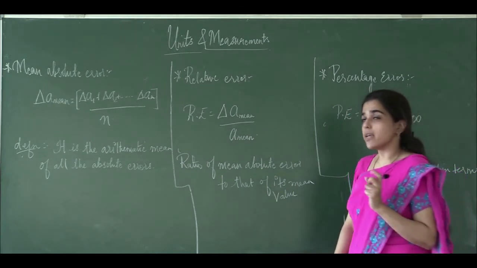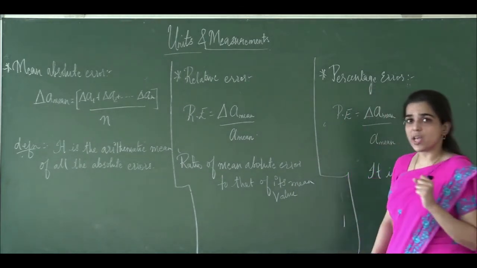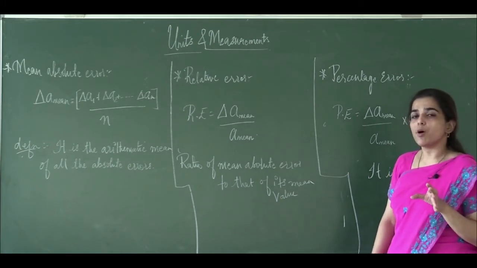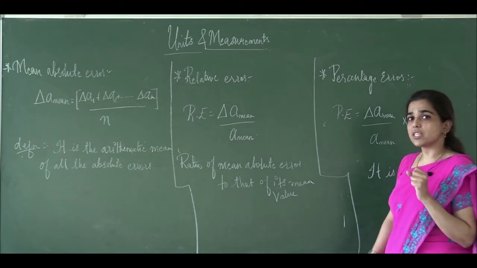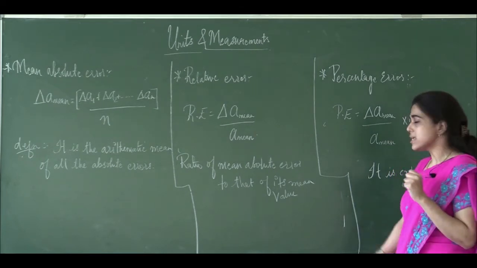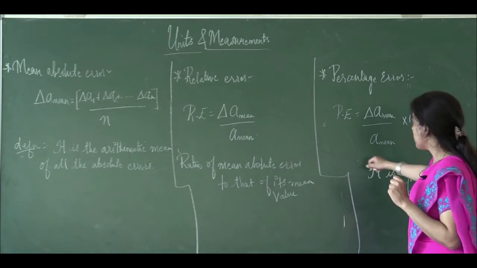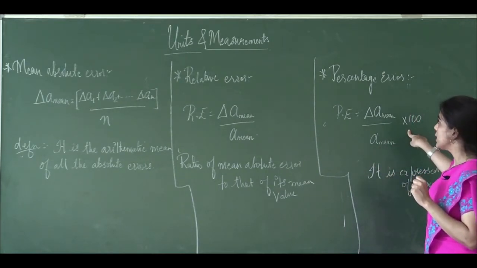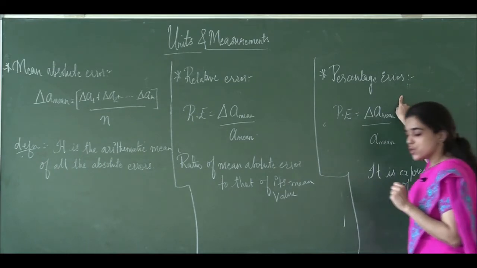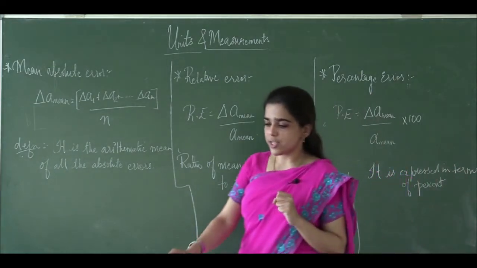Okay, so the next error we have is the percentage error, where in simple form we can say that it is the relative error expressed in terms of percent. So you are just multiplying the relative error by 100 so that you get the percentage error. So this is about the percentage error.